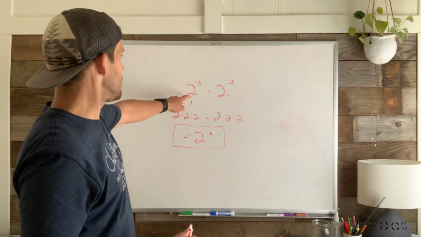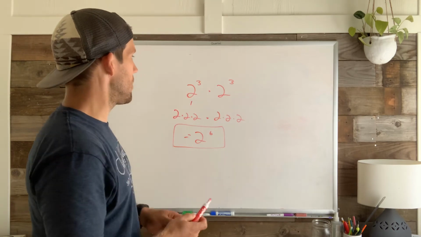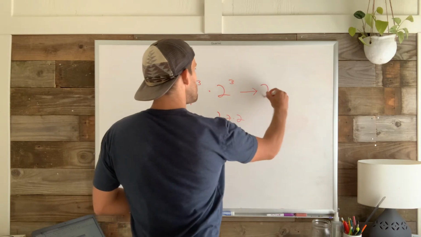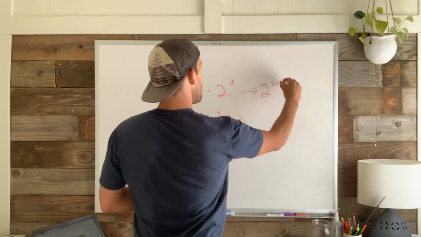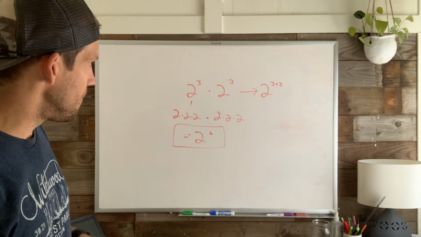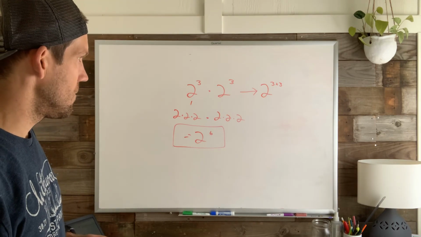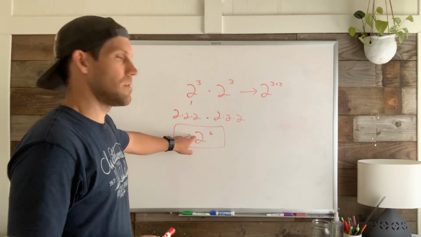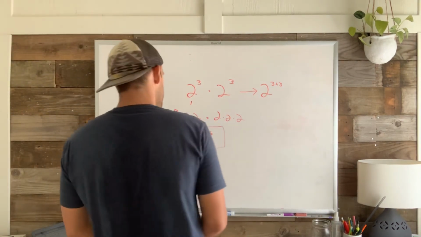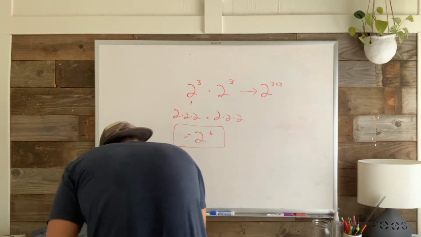So when you have 2 to the third times 2 to the third, another way you can write that is 2 to the 3 plus 3, which is 2 to the 6th. Okay, let's look at another one here.